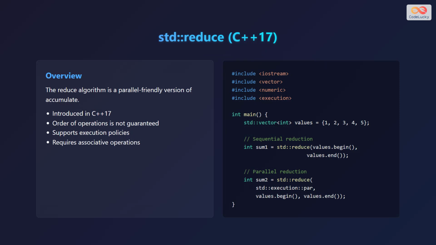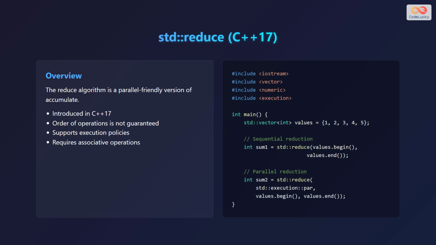Let's look at std::reduce. Introduced in C++17, the reduce algorithm is a parallel-friendly version of accumulate. The order of operations is not guaranteed, and it supports execution policies. It requires associative operations. Here's an example.